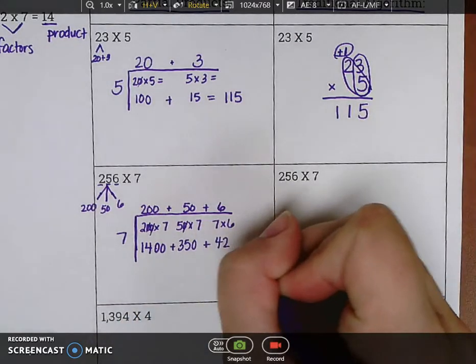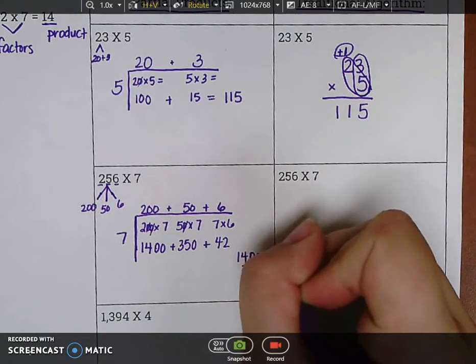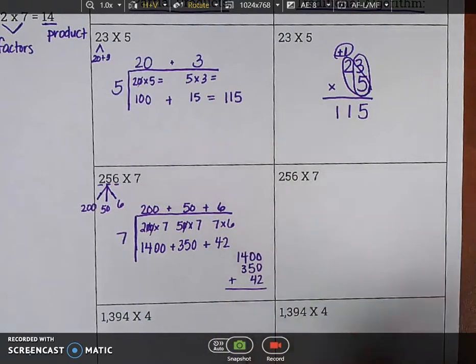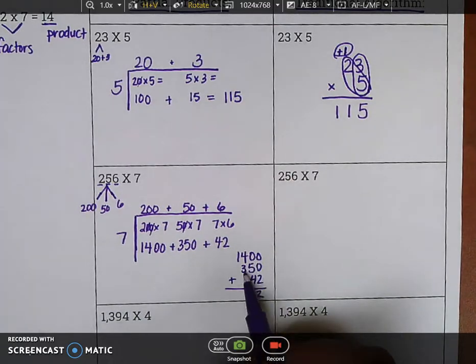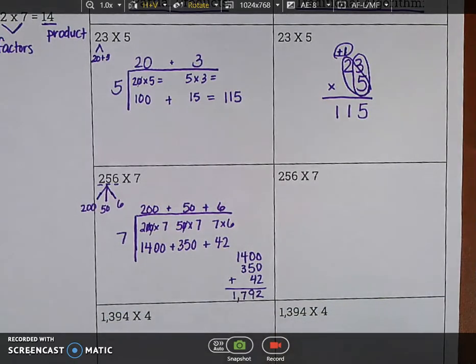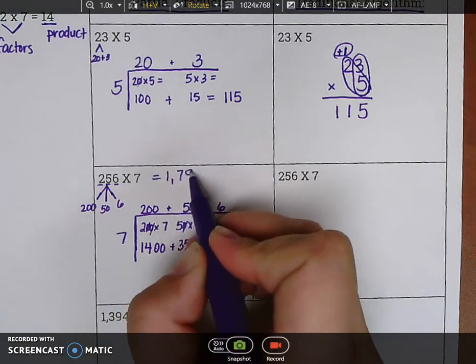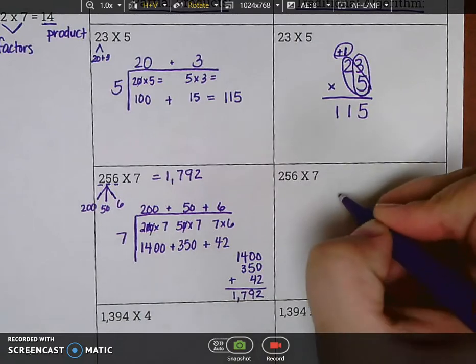Not probably the best idea to try and add them horizontally. We want to go ahead and stack them, lining up those place values. 0 plus 0 plus 2 is 2. 0 plus 5 plus 4 is 9. 4 plus 3 is 7. And 1 plus nothing is 1. So 1,792. If we do it using that traditional algorithm, we should still get the same answer.